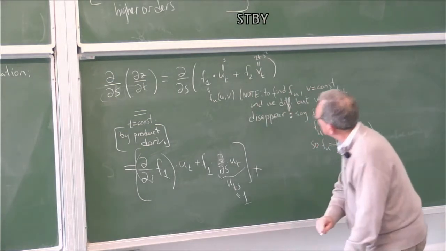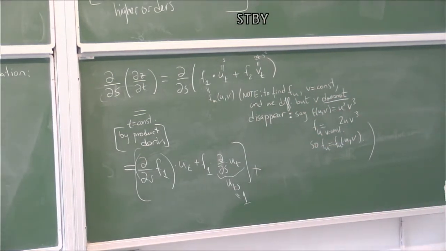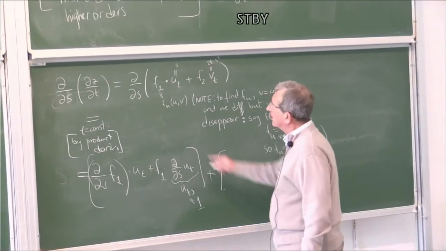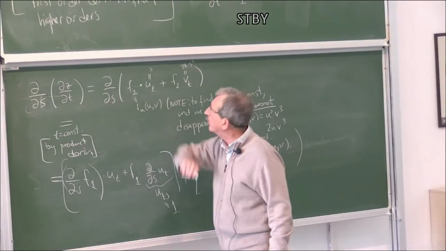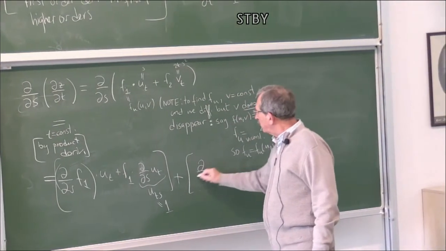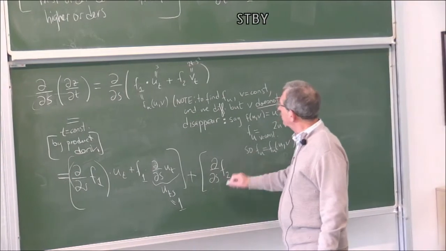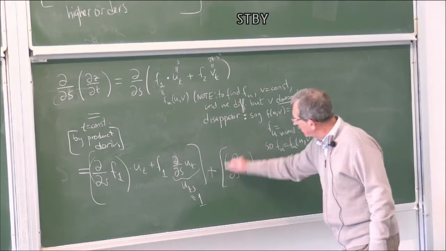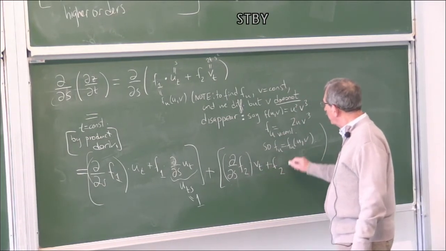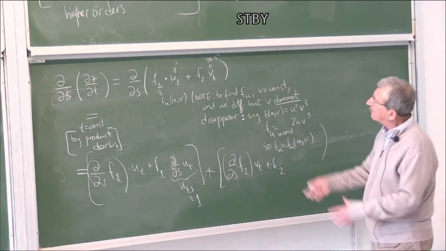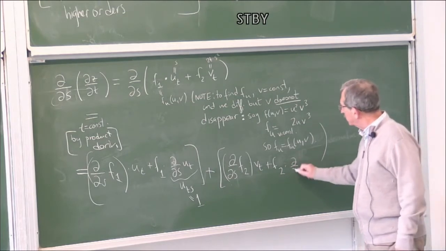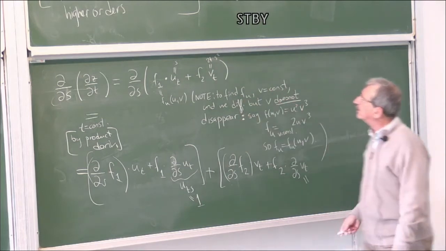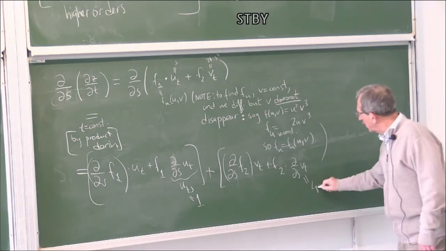For the second one, we again have a product derivative, only instead of f1, we have f2 now. So we are differentiating with respect to s. So it is del by del s of f2, the derivative of the first one, times v sub t, plus f2 times the derivative of v sub t with respect to s. Well, we can directly calculate that. It's 4st.